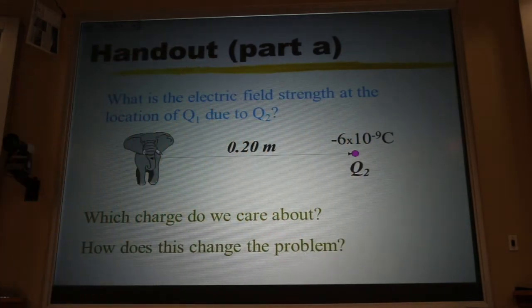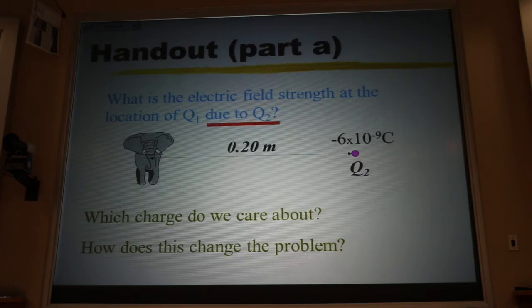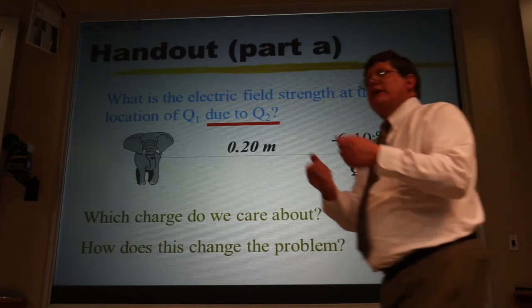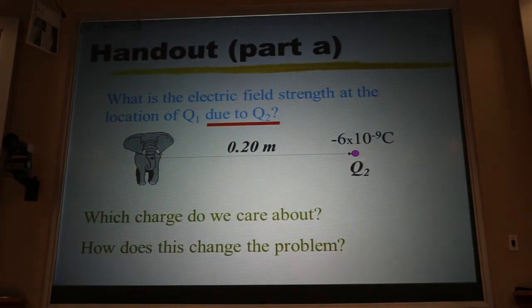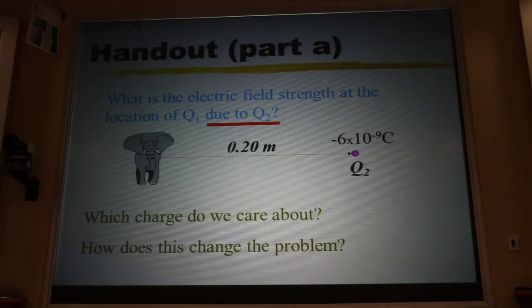Yeah, Q1 was just a placeholder. It was an old stump on the side of the road. Okay? Now I'm using an elephant instead. What should be clear to everyone is that the words "due to Q2" make it the Klingon in this problem. It is the source. It is creating the field. It is the Q that goes into my formula. And when I put it into the formula, I put it in as a positive value, 6 times 10 to the minus 9 coulombs. I don't put a minus sign there because I'm looking for the strength.